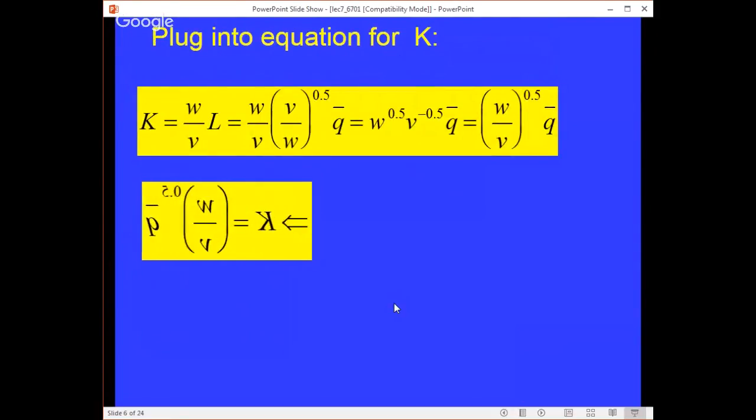Okay, so I plug that into K, right? I get W over V times V over W to the 0.5 Q bar, which I can write, right? V to the negative 1 over V, or V to the 0.5 over V to the 1, which gives me V to the negative 0.5. I have W to the 1 times basically W to the negative 0.5, which gives me W to the 0.5. So I get W over V to the 0.5 times Q, and therefore K is equal to W over V to the 0.5 times Q bar.